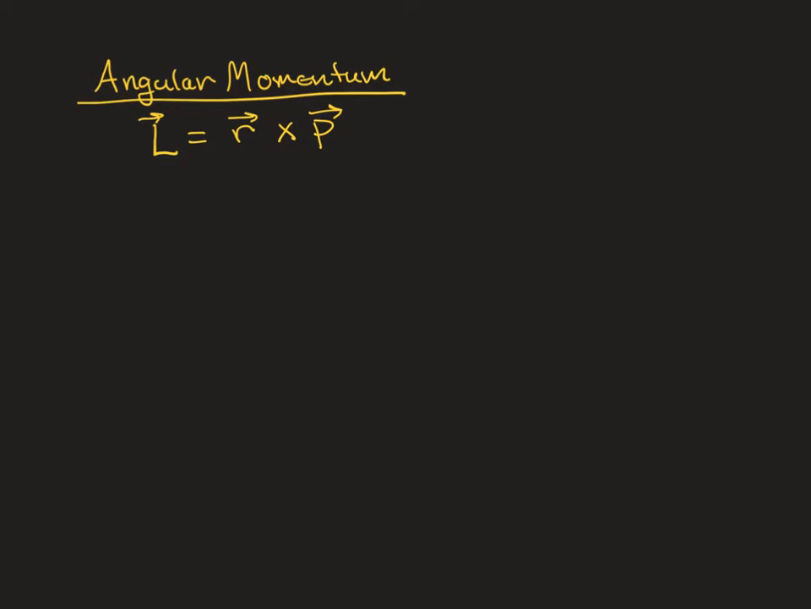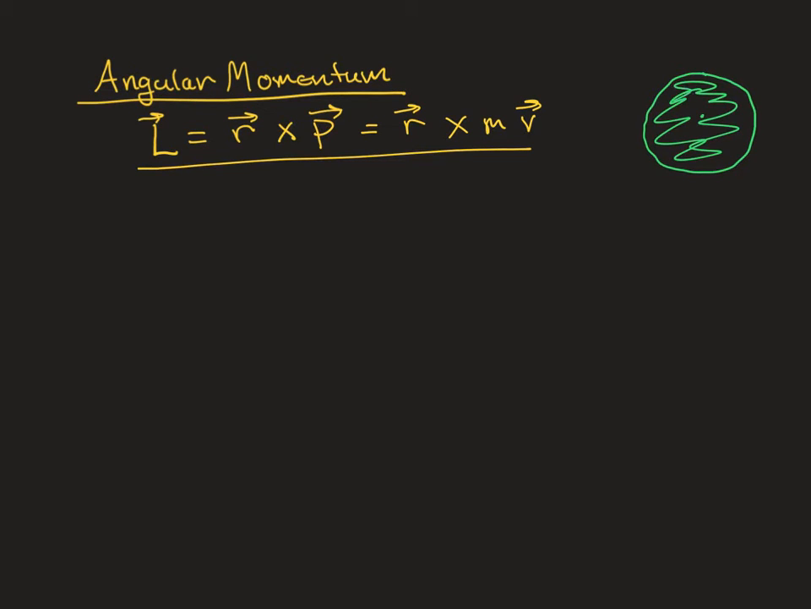Now, remember, we can also replace momentum with mass times velocity. Remember, velocity is the vector. Now, let's focus in on one particle. So when we're dealing with one particle, let's assume that that one particle is part of a rotating disk. So it's rotating about the center.